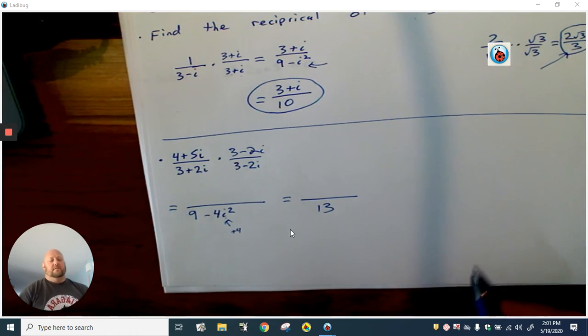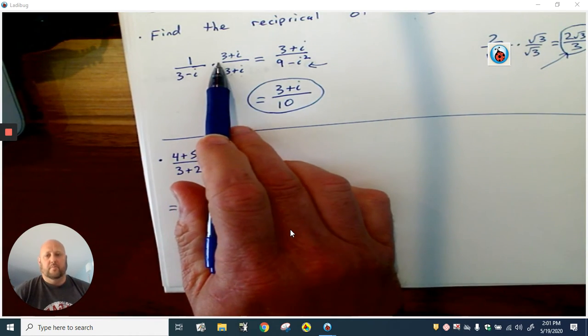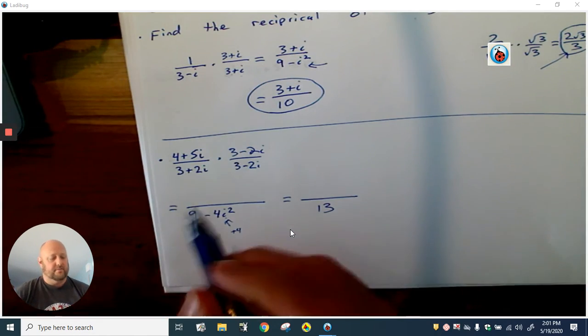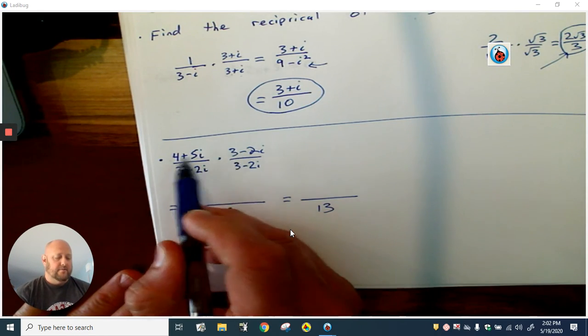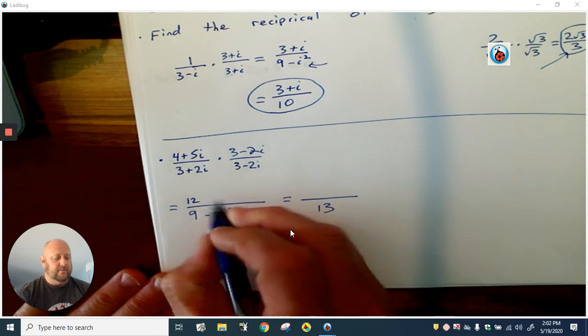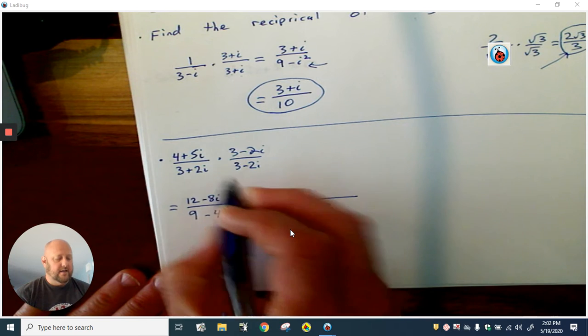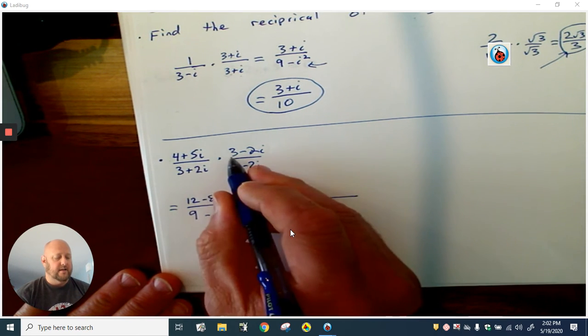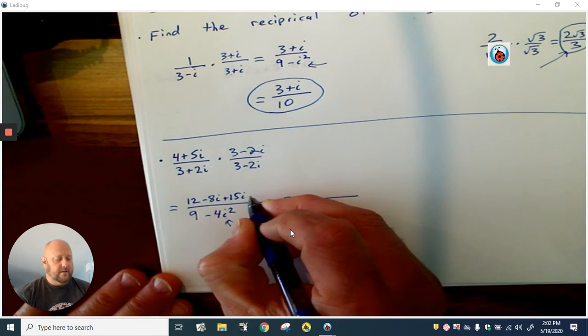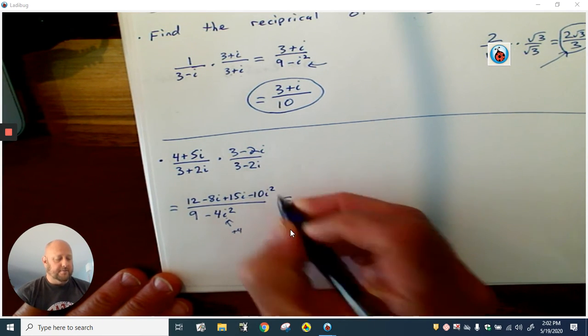The only difference is when we did this one up here, we were multiplying by 1, so the numerator was easy. Now we just got to FOIL out the top, right? So 4 times 3 is 12. 4 times negative 2i is negative 8i. 5i times 3 is 15i. And then we get negative 10i squared.